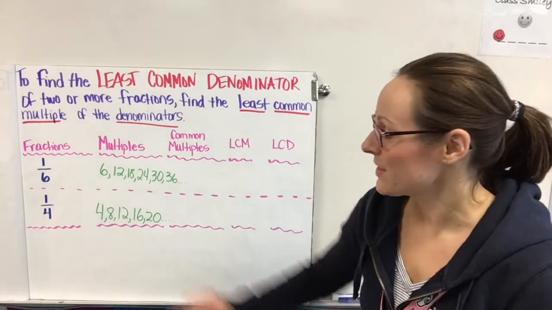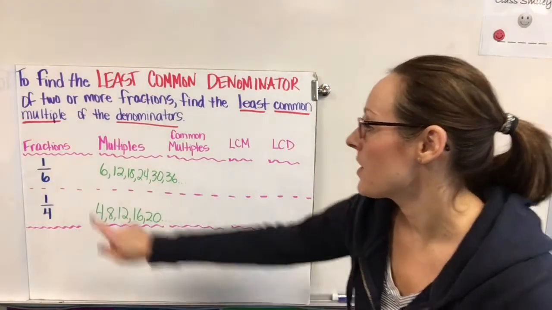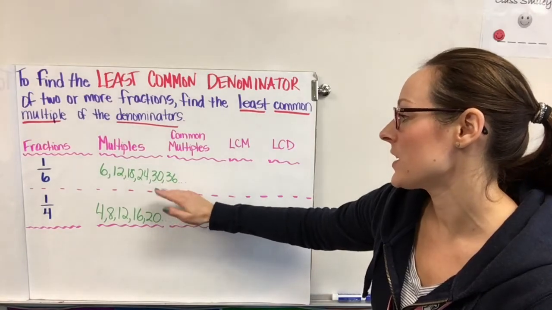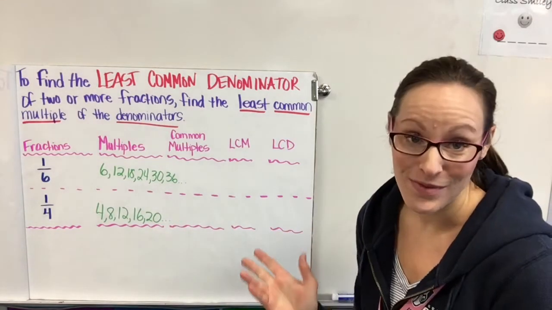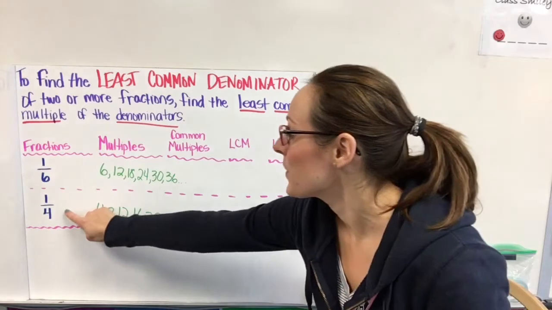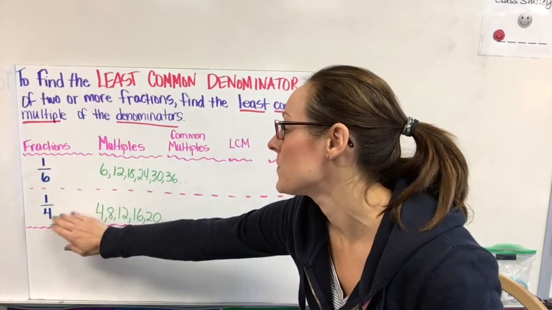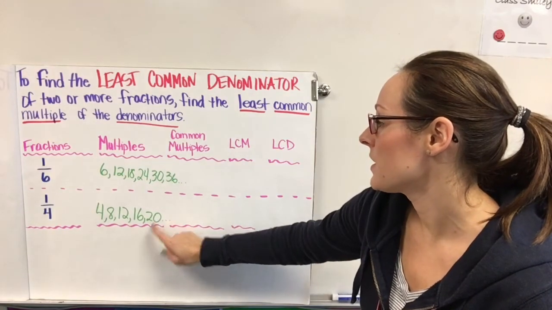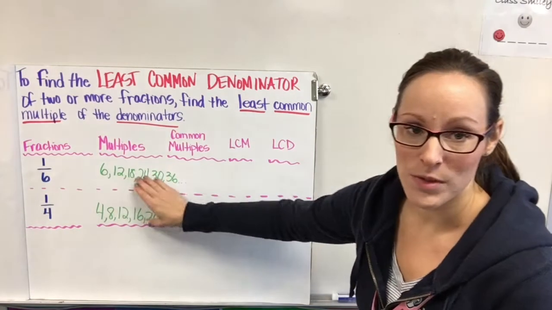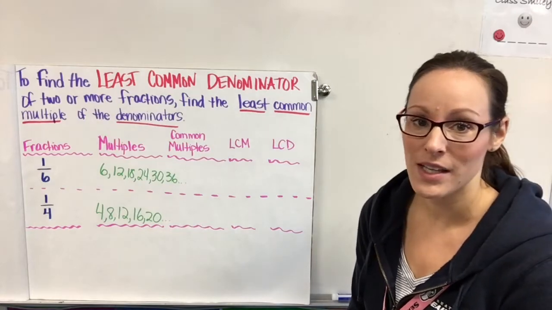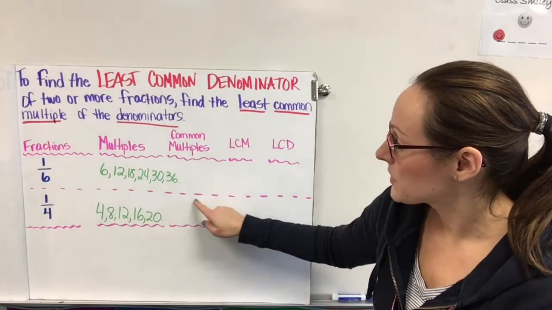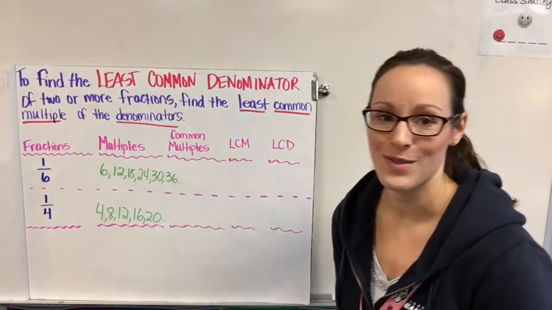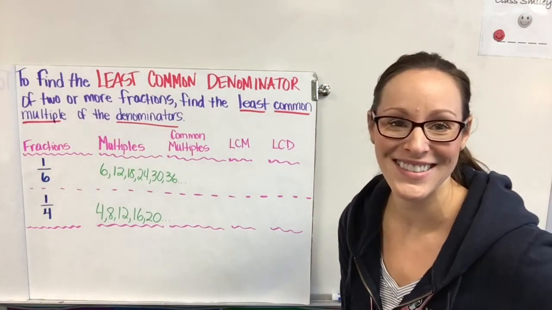The multiples of 6, which is the denominator of this fraction, are 6, 12, 18, 24, 30, 36, etc. It keeps going. The multiples for the denominator of this fraction, which is 4, are 4, 8, 12, 16, and 20. Now, for these lists of multiples that you have here, I'd like you to make a list of common multiples of 6 and 4. So go ahead and pause the video and do that.